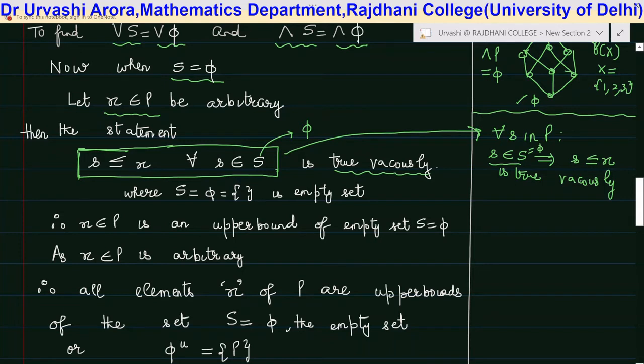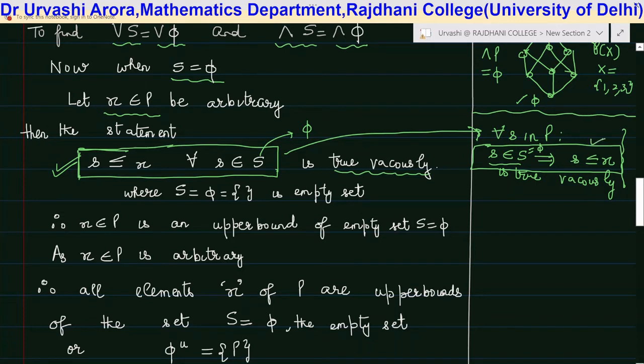This is true vacuously. Now this implication, the way I have written it, is an equivalent way of writing this particular statement which is in this box. So both of them are equivalent ways.